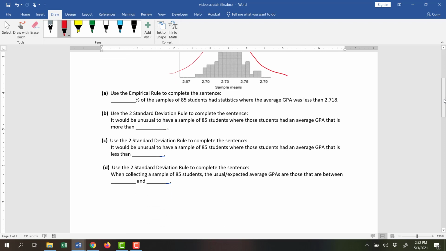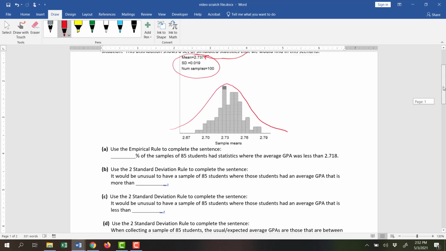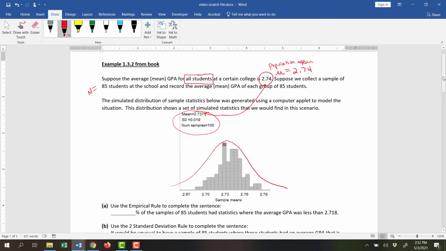I then have a series of questions that ask me to answer some questions related to the empirical rule and the two standard deviation rule. Before I dive into those questions, I first label very clearly for myself a normal distribution that highlights where the plus or minus 1 and plus or minus 2 standard deviation vertical lines would fall. I also label the 68% and 95% from the empirical rule. Once I have that all labeled, I should easily be able to answer the questions based on my labeled drawing.